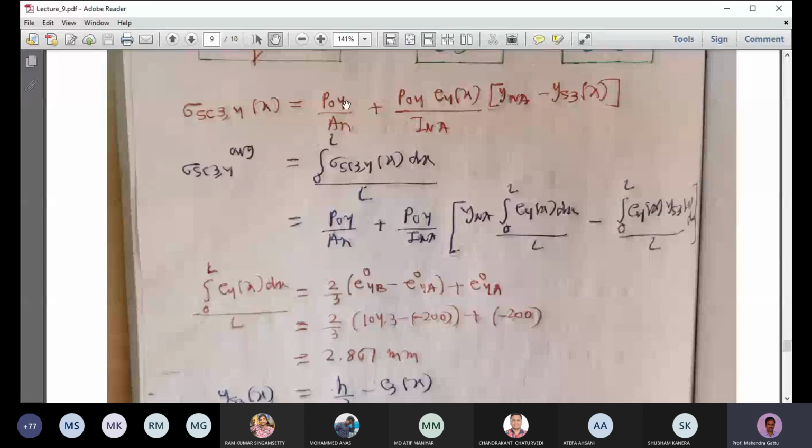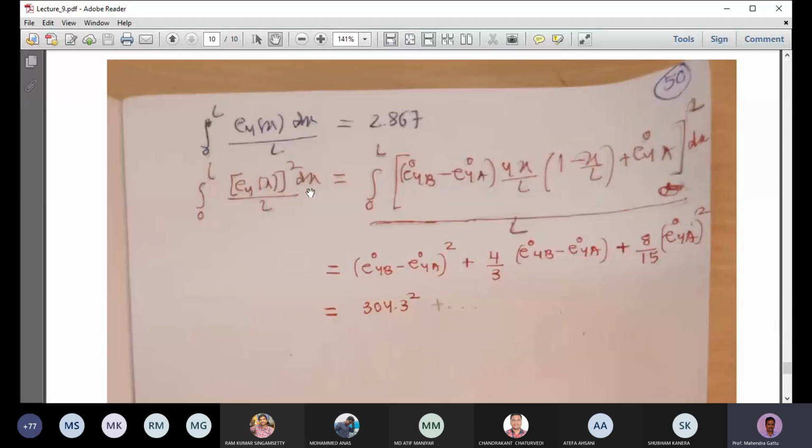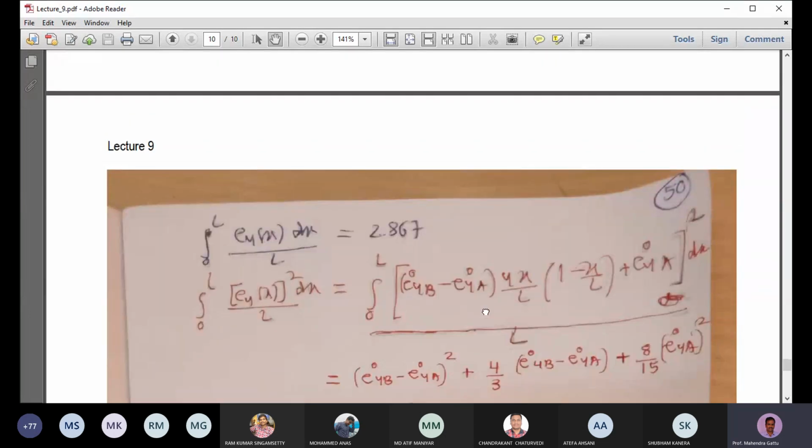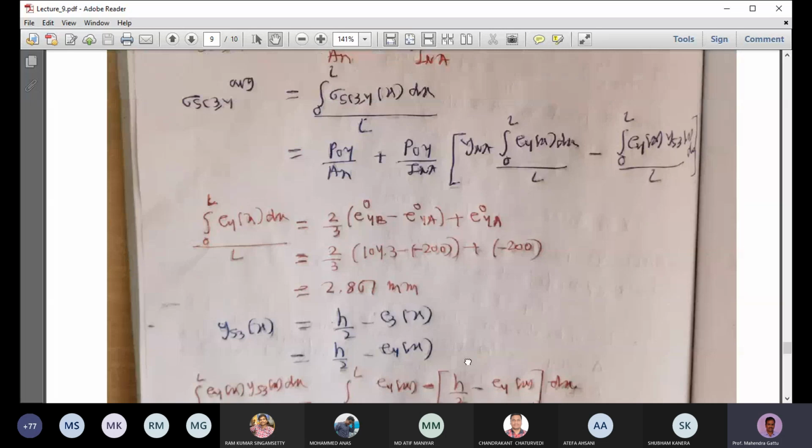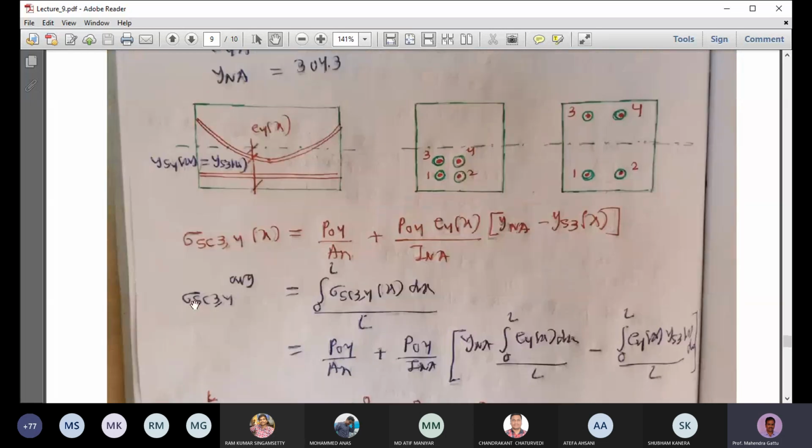So this term will be P04 by AN, and this term will be P04 by I neutral axis, integral 0 to L of this by L. So that integral is shown here. We have to find this e4 of x square dx by L, and we have to do the integration for this. I couldn't complete it on time, so probably we can discuss this in the next class. Or you can do this exercise at home, and we can find out what is the average compressive stress around cable 3, and we multiply with the m value, you get the loss of pre-stress in cable 3. So then we can find the pre-stress force.